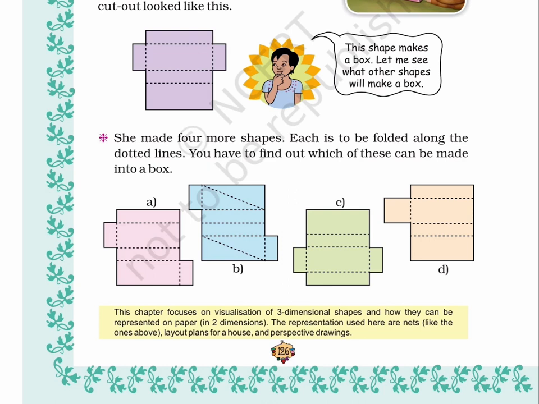For the teacher. This chapter focuses on visualization of 3-dimensional shapes and how they can be represented on paper in 2 dimensions. The representations used here are nets, like the ones above, layout plans for a house, and perspective drawings.